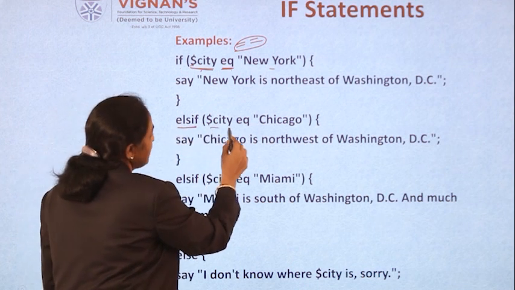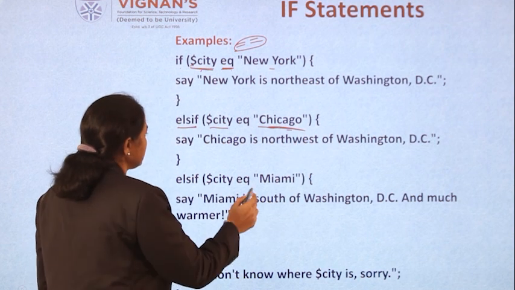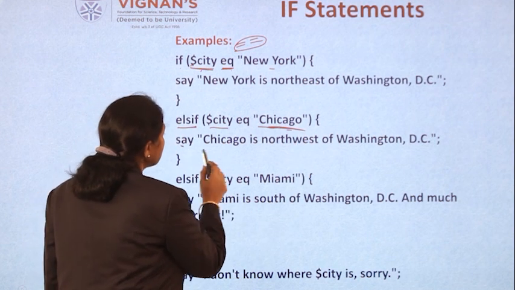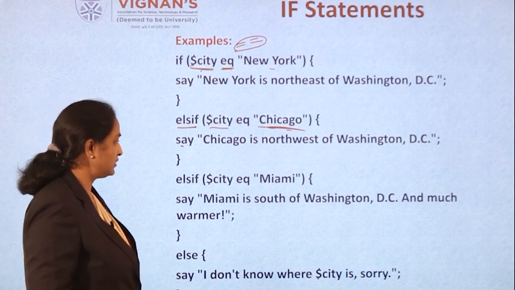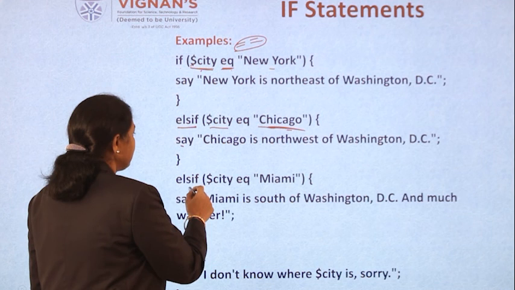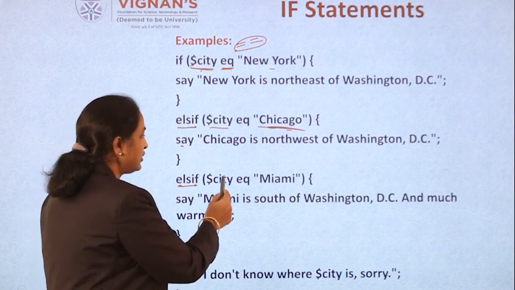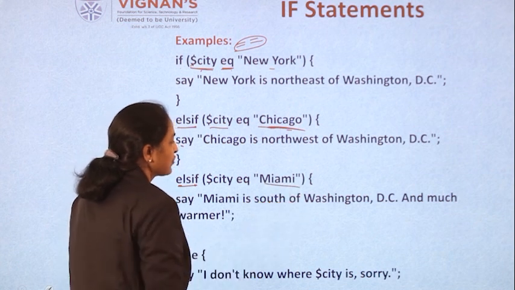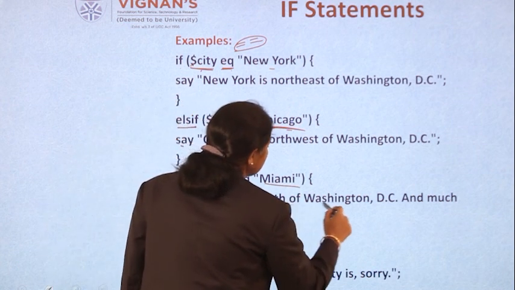Now the variable city is equal to Chicago. You have to conclude that Chicago is the northwest of Washington DC. Another condition I also have to check: if the variable is equal to Miami, then it is the south of Washington DC.